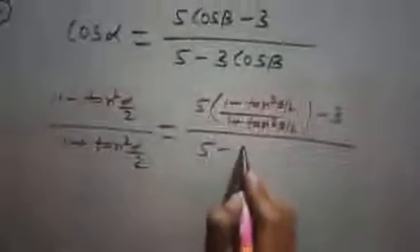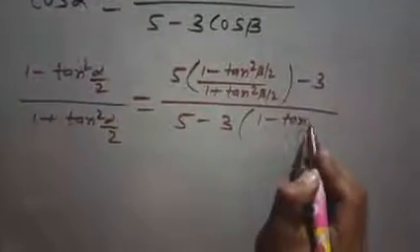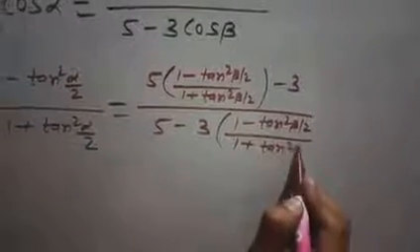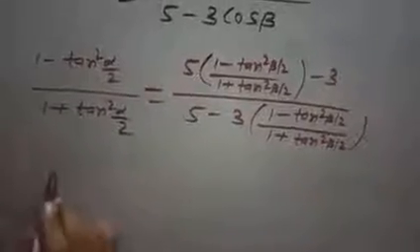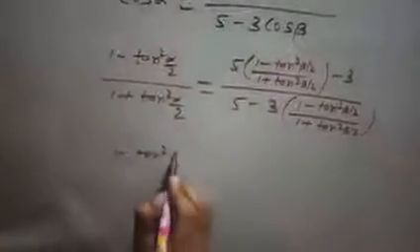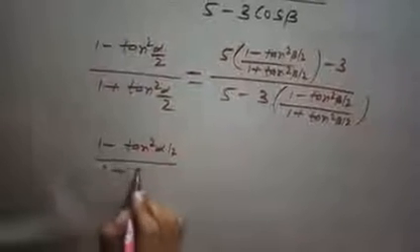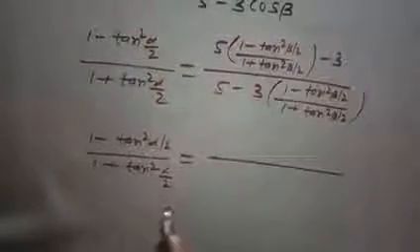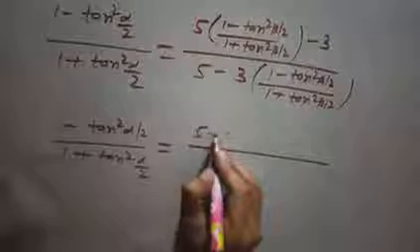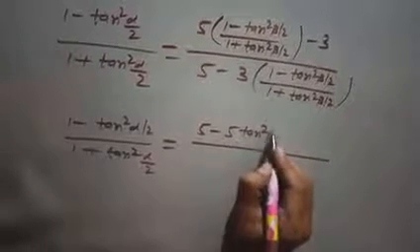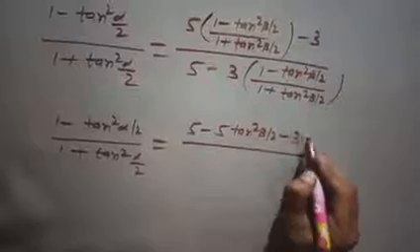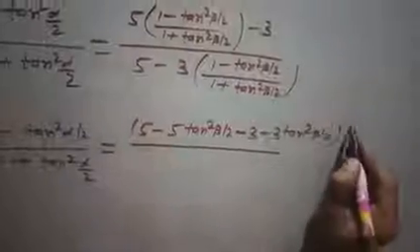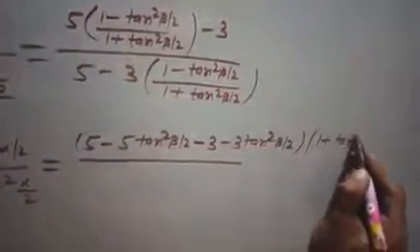minus 3, and here 5 minus 3, 1 minus tan square beta by 2 and 1 plus tan square beta by 2. Now again we write 1 minus tan square alpha by 2 upon 1 plus tan square alpha by 2. And here if we open it, that is 5 minus 5 tan square beta by 2 minus 3 tan square beta by 2 upon 1 plus tan square beta by 2.